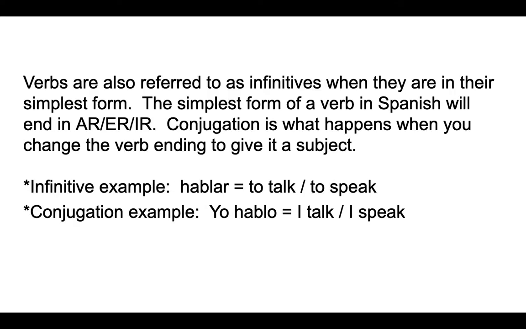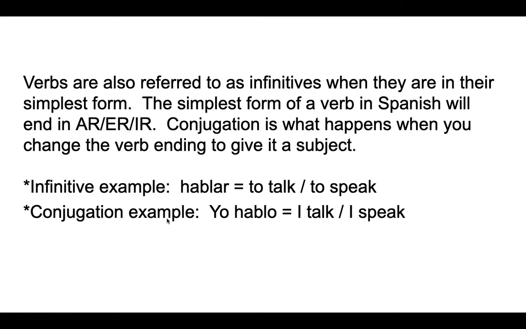All right, so verbs are also referred to as infinitives, if you remember that, when they are in their simplest form, okay? So when I say that, it means that the simplest form of a verb in Spanish will end in AR, ER, or IR, okay? Conjugation is what happens when you change the verb ending to give it a subject. So here's an example. An infinitive example would be hablar. It means to talk, to speak, right? It ends in AR, so it fits that description, okay? When we have an infinitive, we don't know who's doing the talking, okay? That's what happens when we conjugate. We give it a subject.